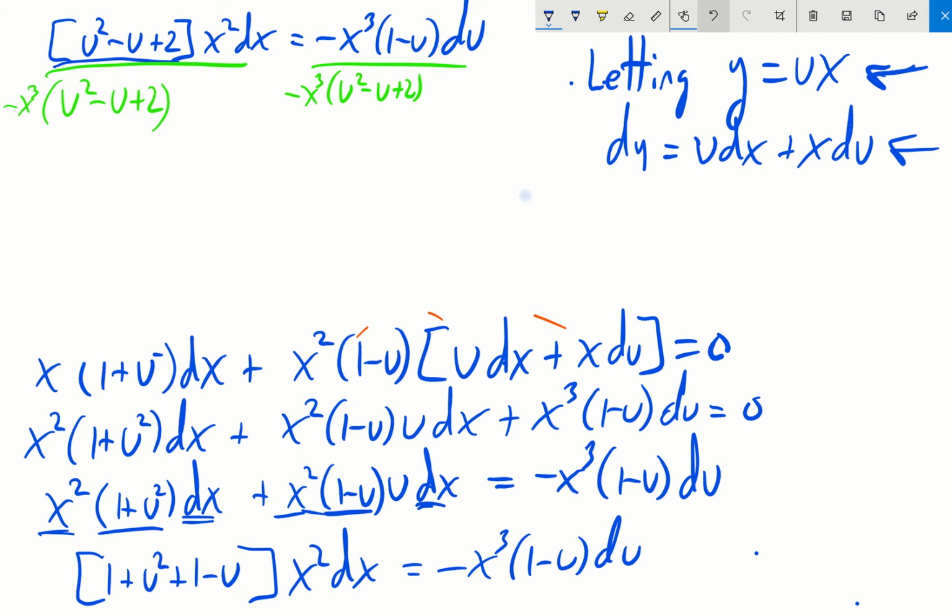On the left-hand side, these cancel. We have x squared divided by negative x cubed. That's going to give us negative dx over x, which is equal to, on the right-hand side, these things cancel, and we have 1 minus u divided by u squared minus u plus 2 du.